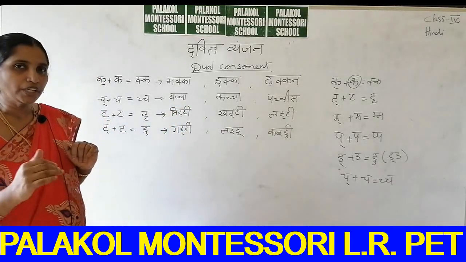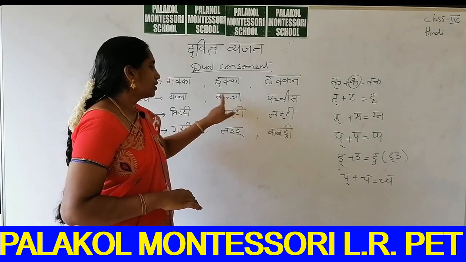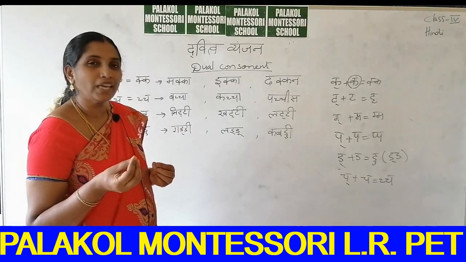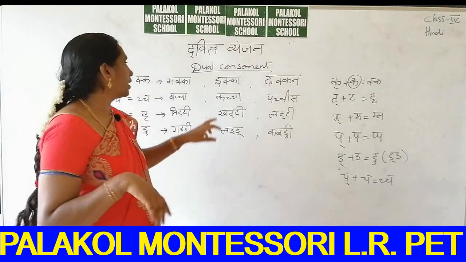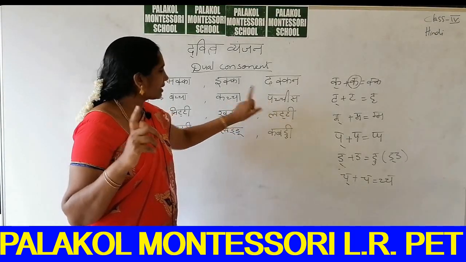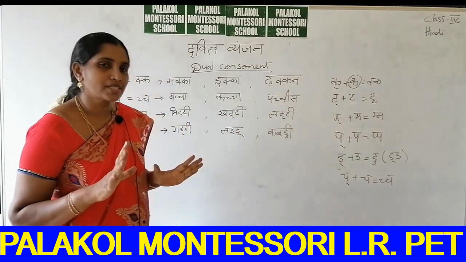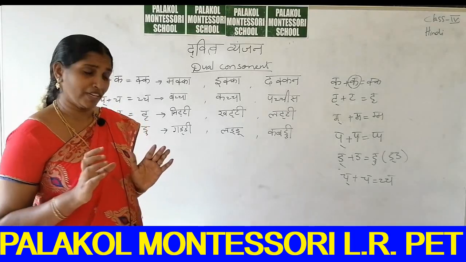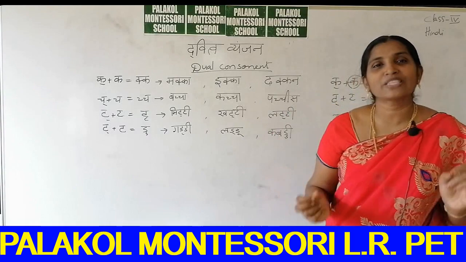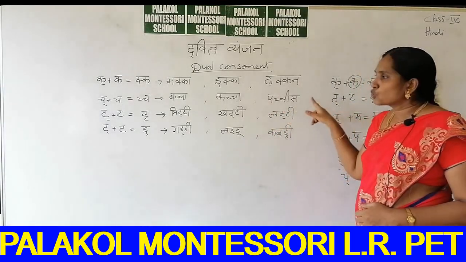You need to do the dirgham also. Kaccha: ka, cha, cha. Kaccha means the fruit which is not ripe. So that is called kaccha, like kaccha mango. Next, pachchis. You know the numbers, I know you are very good in your numbers. So do you know what pachchis means? Pachchis means 25.